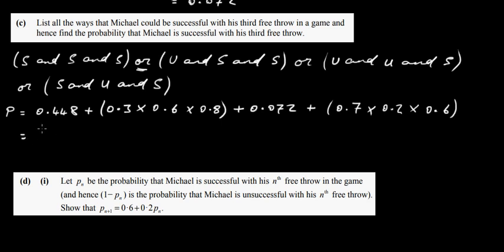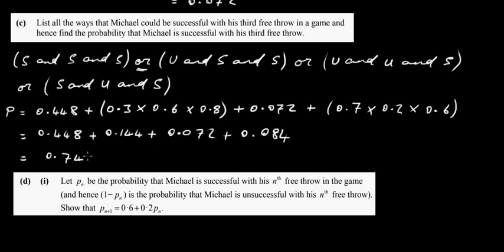So okay, after this we just got to work all these out. So it's going to be 0.448 plus 0.144 plus 0.072 plus the last one is 0.084. And when you add all those up you get 0.748. So we've listed all the ways that Michael could be successful with his third free throw in the game. So successful here, here, here and here, and the subsequent two free throws as well. And we found the probability that Michael is successful with his third free throw is 0.748.